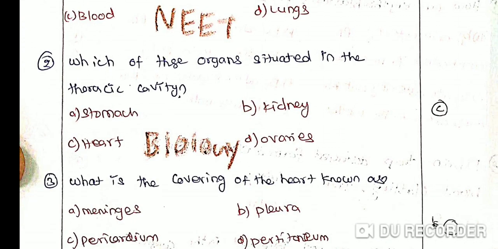Which of these organs is situated in the thoracic cavity? Option A, stomach. Option B, kidney. Option C, heart. Option D, ovaries. The correct answer is option C, heart.